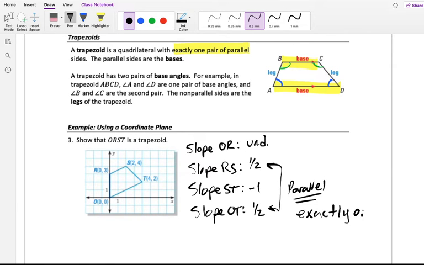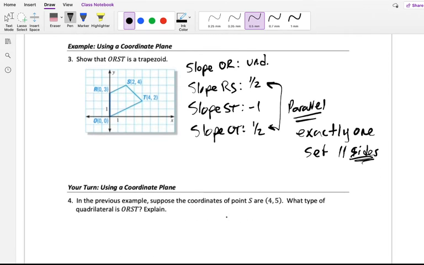Did I spell exactly? I have no idea. Exactly one set of parallel sides. So that means that this is a trapezoid. So that's just how we show it. It's kind of easy. It's pretty straightforward. It's the same way we show that something's a parallelogram, because we just find all of the slopes. And then in this case, only one set is parallel instead of two sets being parallel, like a parallelogram would have.